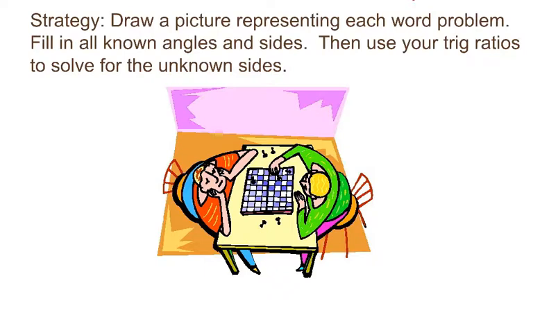Alright, just like in the game of chess, let's come up with a strategy for these types of problems. First, we want to draw a picture. This is the most crucial piece of this, representing each word problem. And you want to fill in everything that you know, all the known angles, all the known sides, and then we're going to use trig, or SOHCAHTOA, to solve for the unknown sides.